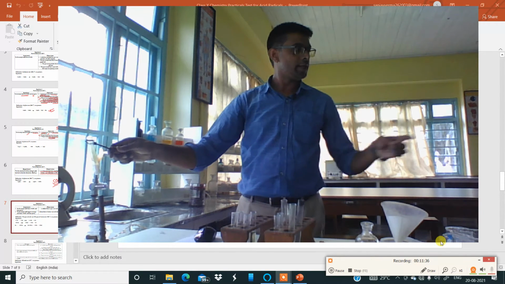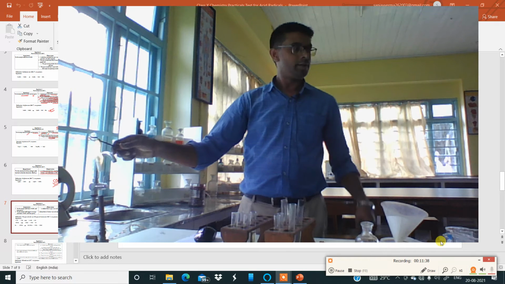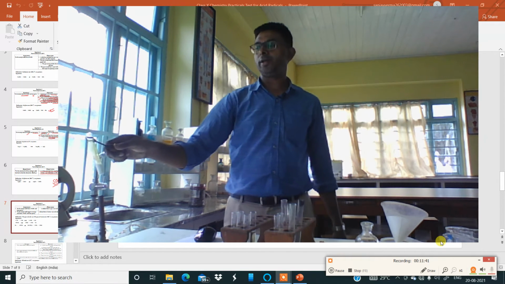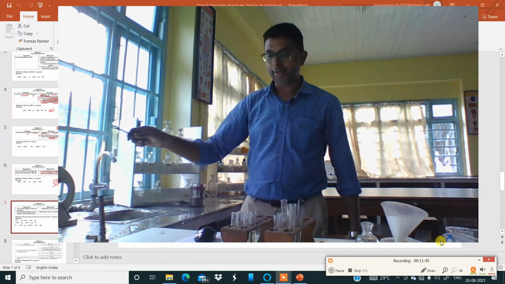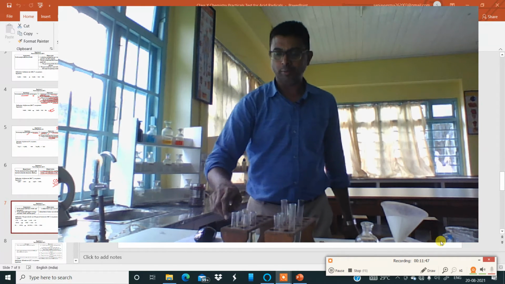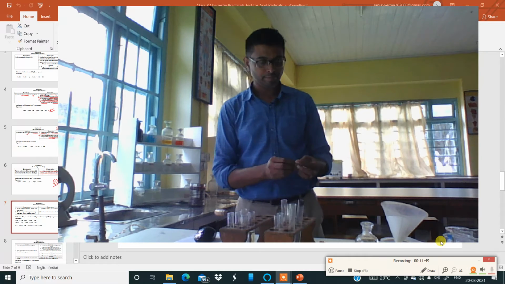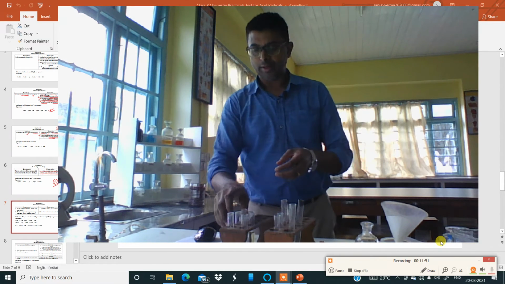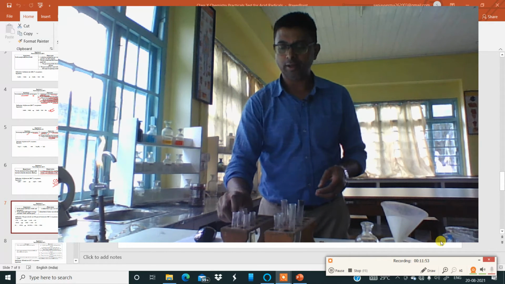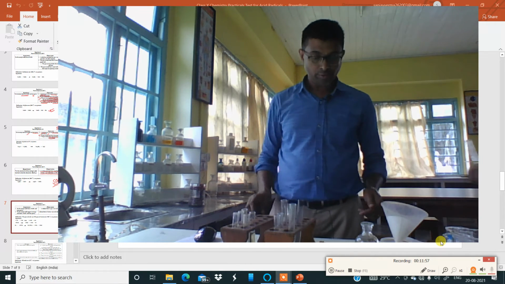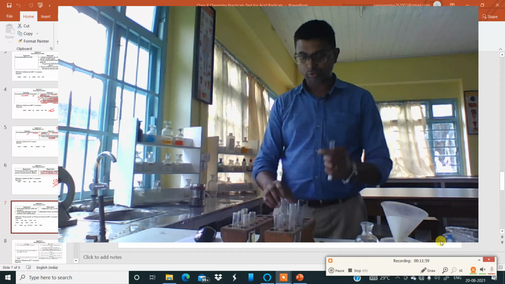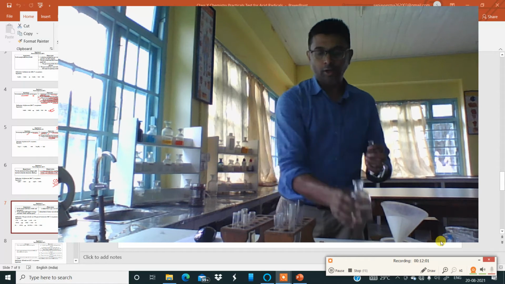Was that zinc nitrate? You can see it is coming reddish brown now. Never mind. I will redo the experiment once more. I need sodium chloride. I will use sodium chloride. Now to sodium chloride, I will add concentrated sulfuric acid first.